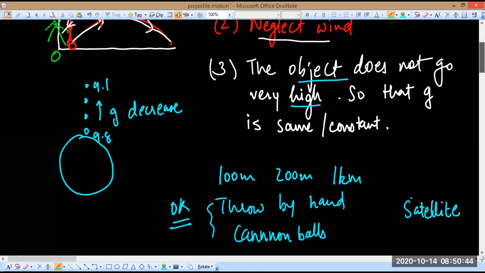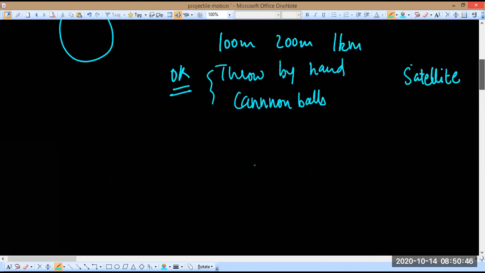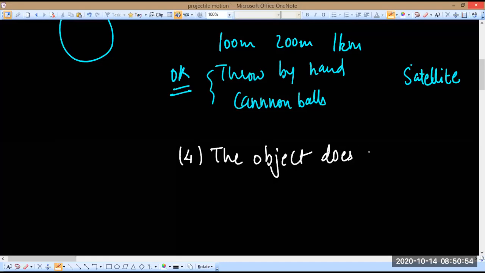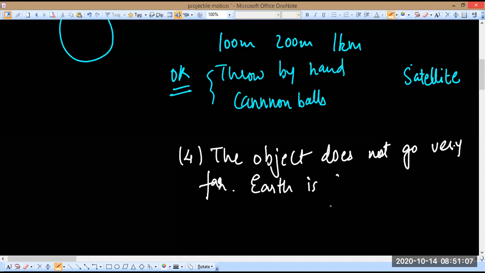Now the fourth assumption. Fourth, the object does not go very far. That is, we can consider that Earth is flat, nearly, that is, okay.